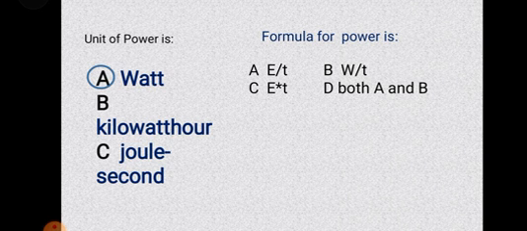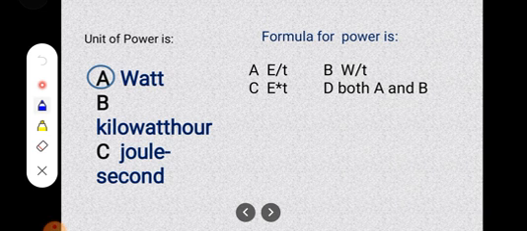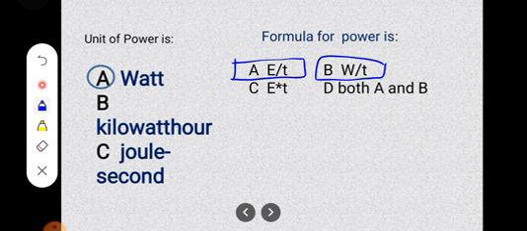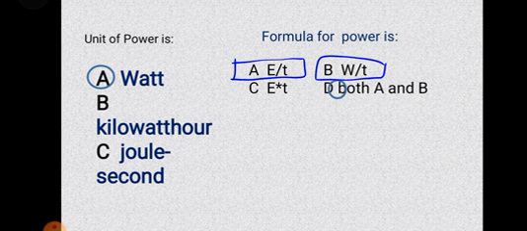Formula of power is, as we have defined previously, that power is rate of doing work done. That's why its formula may be work done divided by time. But as we know, work done is also equal to the conversion of energy. So rate of conversion of energy is also the definition of power. So the right option is both A and B.